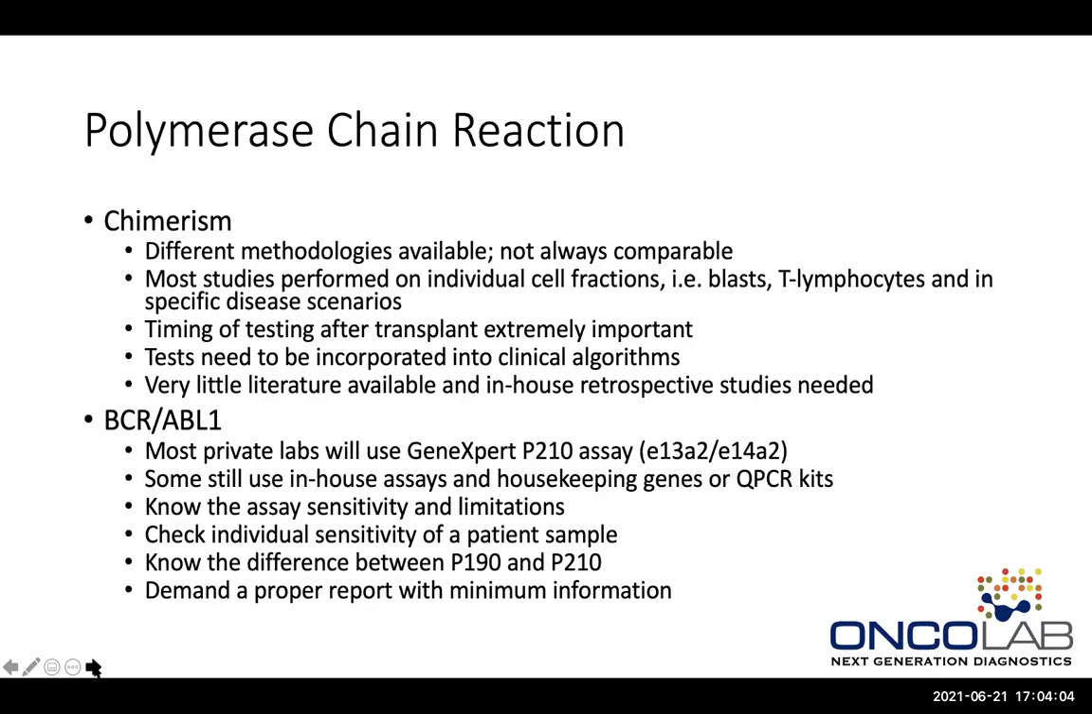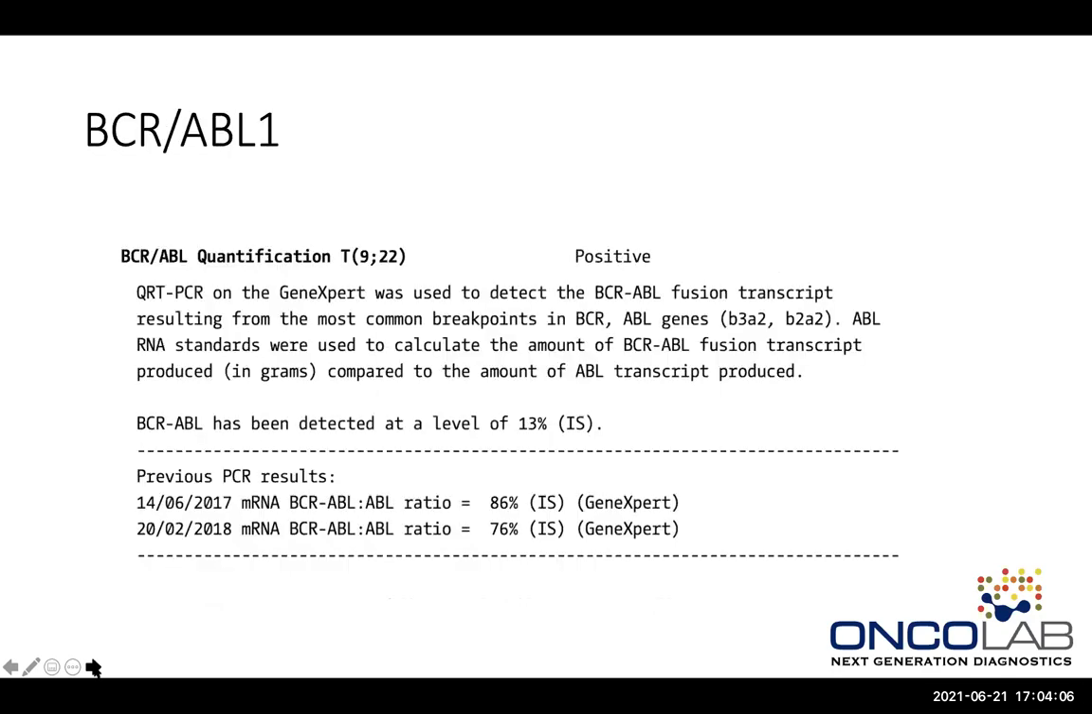So I'm just going to show a report of a patient that was recently tested, and one can see, yes, they call it positive. They still report the old transcript, the nomenclature is wrong, and then they say this was detected at a ratio of 13%, previous one 86, previous one 76. They don't report sensitivities or copy numbers or anything like that.